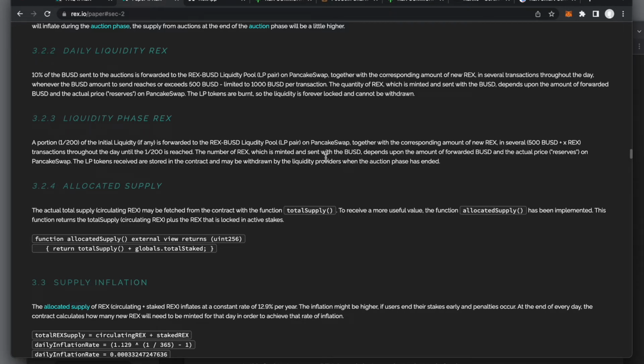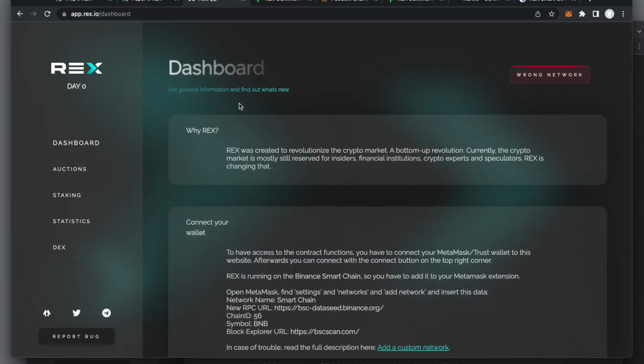The number of REX which is minted and sent with the BUSD depends on the amount of forwarded BUSD and the actual price reserves on PancakeSwap. The LP tokens received are stored in the contract and may be withdrawn by the liquidity providers when the auction phase has ended. So this is quite similar to the daily liquidity that's added by the contract, except that it comes from the liquidity that's added by us in the beginning right now, essentially in the program, in the protocol.